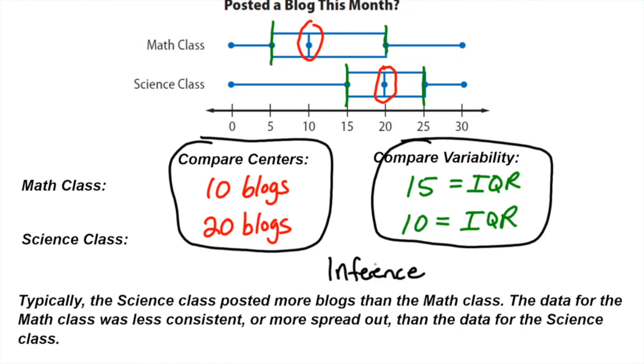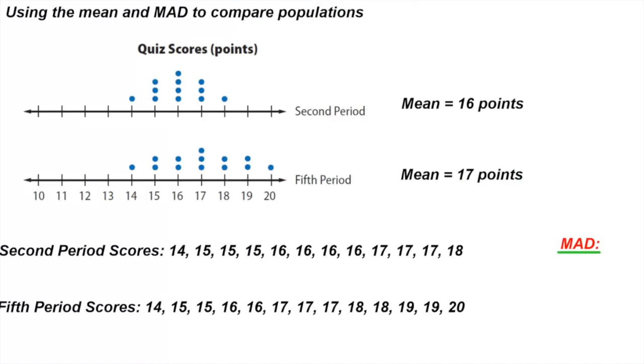So when you're asked to draw an inference, it's basically, what can we conclude? What can we say about the 2 populations once we've compared them? It's usually nice to write a sentence for each, a sentence that compares the centers and a sentence that compares the variability. We can also use the mean and the MAD to compare populations. Now, in the last example, we used the median and the IQR, but we can also use the mean and the MAD. So here we're comparing the quiz scores from two classes, second period and fifth period, and we don't have a box and whisker plot, we have a dot plot.